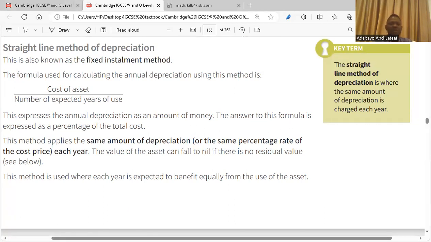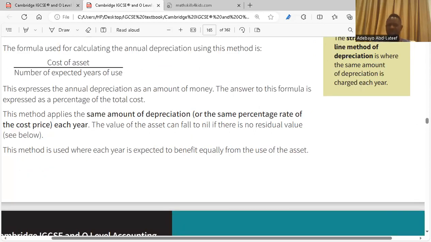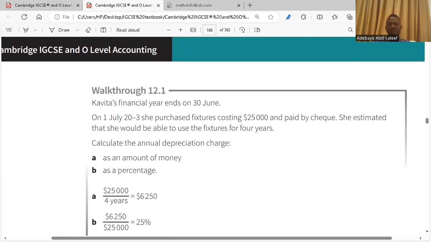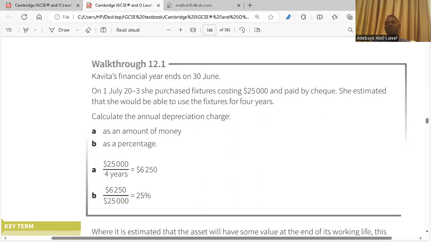So this expresses the annual depreciation as an amount of money. The answer to this formula can also be expressed as a percentage of the total cost. This method applies the same amount of depreciation or the same percentage rate of the cost price each year. The value of the asset can fall to nil if there is no residual value. See below. When we talk about residual value, we're talking about the constant value that will be taken away each year, because each year it will be the same.